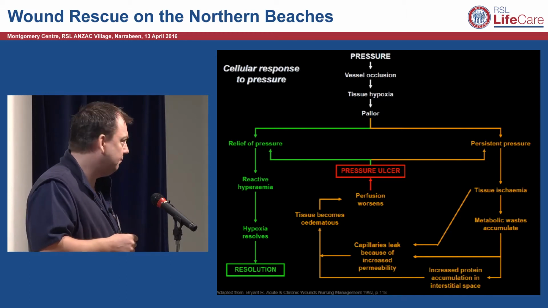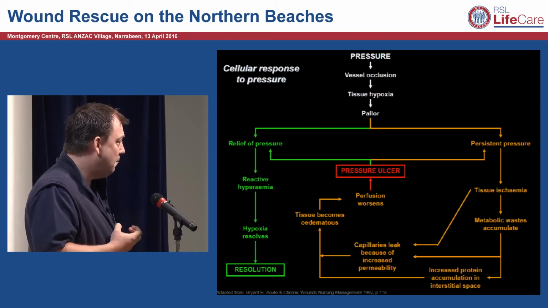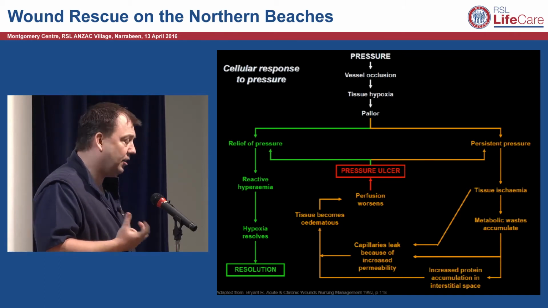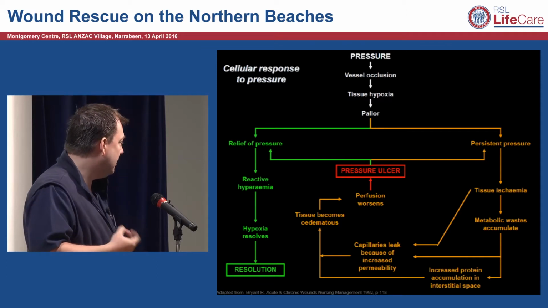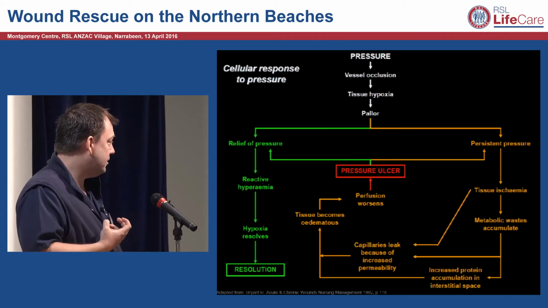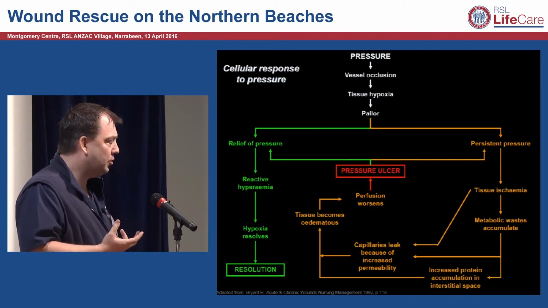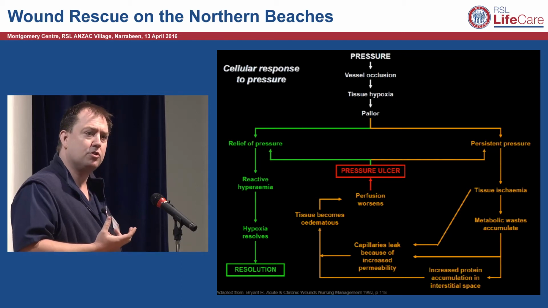Then you're going to shift again. However, if you have persistent pressure, you get tissue ischemia, metabolic wastes accumulate, you get increased protein in the interstitial spaces, capillary leaks, tissue becomes edematous, perfusion worsens, and we get a pressure ulcer or pressure injury. It's also very much likened to reperfusion injury.